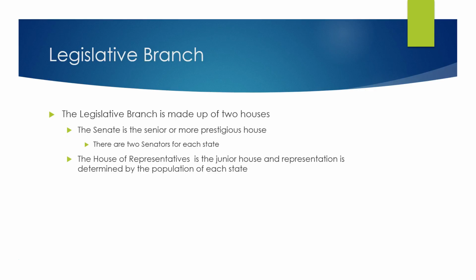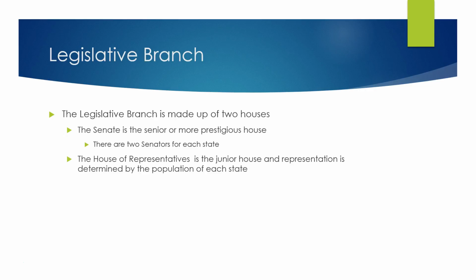The Senate is the senior or more prestigious house. There are 2 senators for each state. One of the things that we'll look at in the next unit is that in order to be a senator, you have to be 30 years old. You have to be a resident and a citizen of the United States. You have to be a resident of the state in which you are running for senator, and you get to serve a 6-year term.